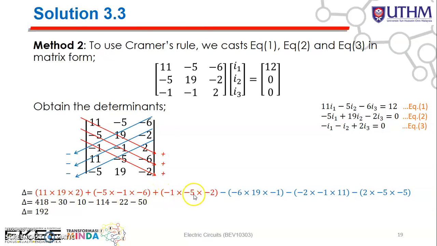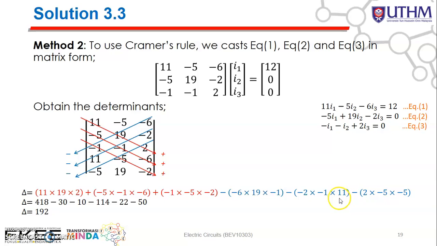Okay, negative 1 multiplied with negative 5 is 5. 5 multiplied with negative 2 is negative 10. So here minus 10. And then here negative 6 multiplied with 19 is negative 114. Negative 114 multiplied with negative 1 is equal to 114. So minus 114.